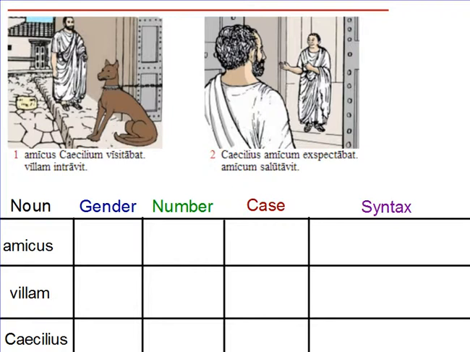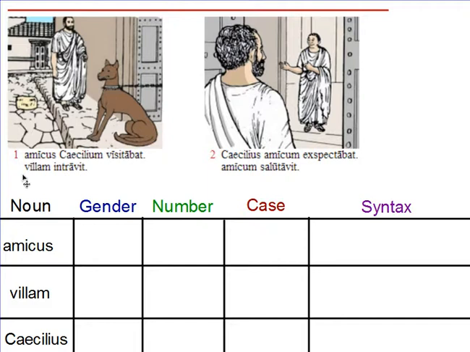Let's look at these first two. Amicus caecilium visitabat, villam intravit. The friend was visiting Caecilius. He entered the house. Notice that there isn't a separate subject in this second sentence. Amicus is in the first sentence, the friend was visiting Caecilius.